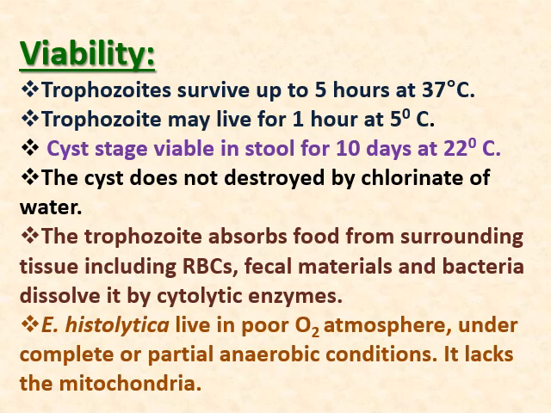The trophozoites absorb food from surrounding tissue, including RBCs, fecal materials, and bacteria, and dissolve it by cytolytic enzymes. Entamoeba histolytica lives in a poor oxygen atmosphere under complete or partial anaerobic conditions. It lacks mitochondria, so it has no need for oxygen for its life.